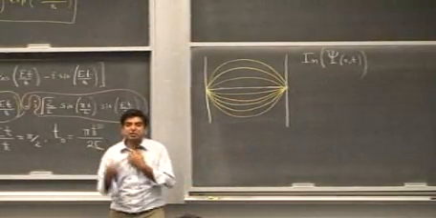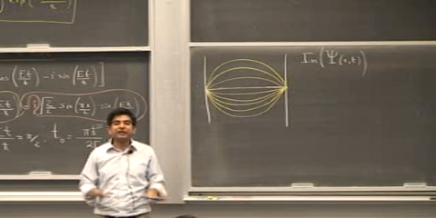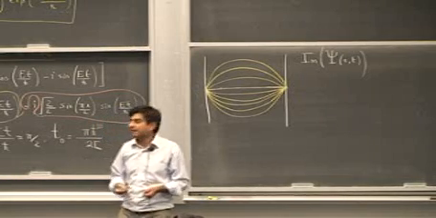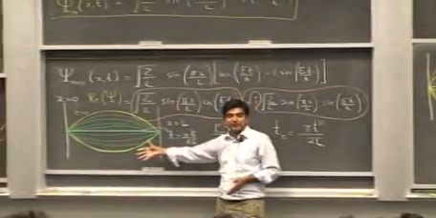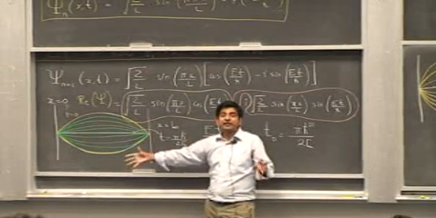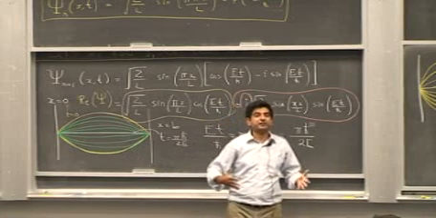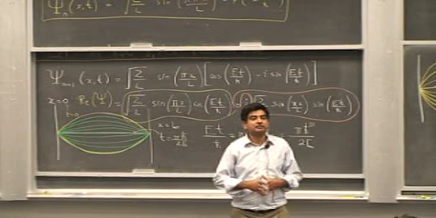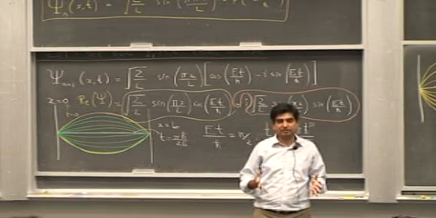Now what do we measure in real experiments? What do we see in real experiments? In real experiments, we do not have a direct handle on the wave function. We cannot directly measure what the wave function is. What we observe in real experiments is the probability density.